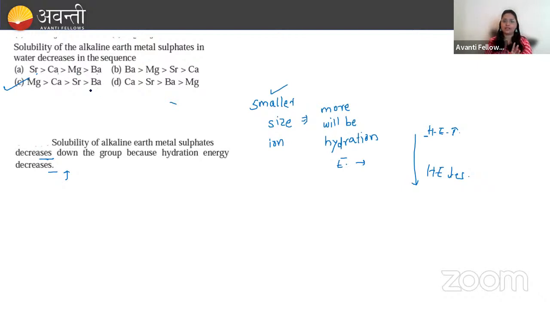Any doubt in this? Do you get the idea of hydration energy? What I'm talking about is the size and the solubility. More hydration energy, more solubility. In what? Water. More solubility in water. Any doubt in this? Do you get the idea of hydration energy, right?